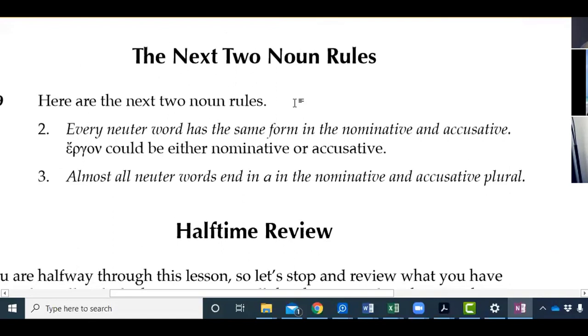We spent a little bit of time reviewing that first noun rule. We've got to make sure we get this right, okay? But here's the second one. Every neuter word has the same form in the nominative and accusative. Okay, so that part's the rule. The rest of this is commentary. And what he means by that is, respectively, the nominative and accusative singular, those two forms will be the same as each other. Nominative and accusative plural, those two forms will be the same as each other. But the nominative singular will not be the same as the accusative plural, okay? You guys know what I mean?